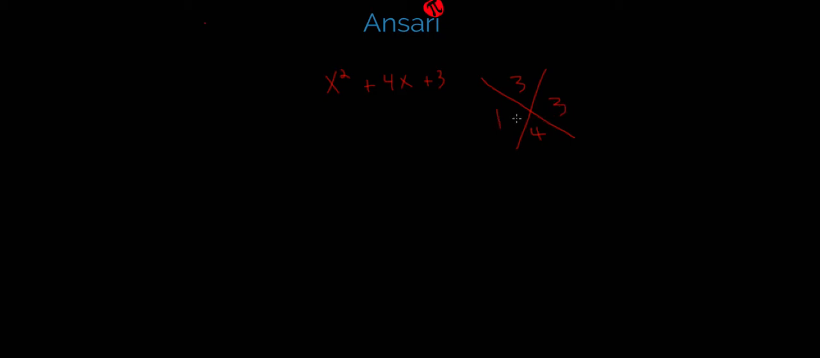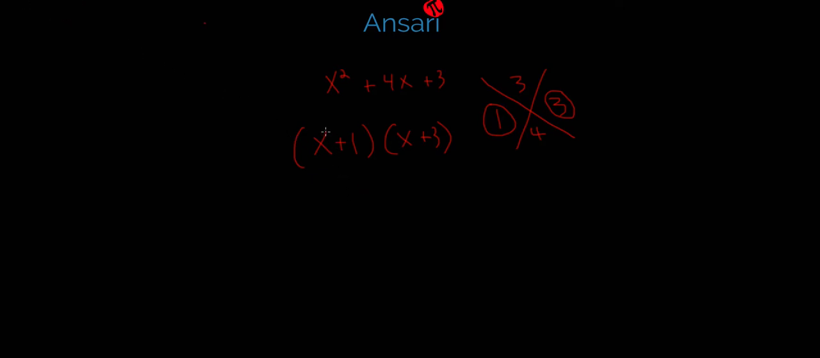If we multiply 1 times 3 we get 3, and if we add 1 and 3 we get 4. So now these two numbers that we just came up with are the factors for this equation. So we have x plus 1 times x plus 3. And this right here is the factored version of our initial equation, and we are done.